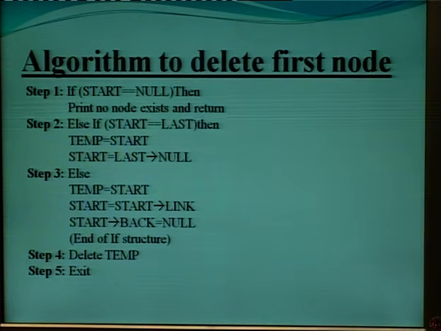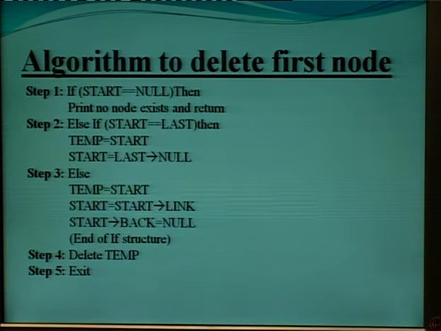Temp is equal to start, start is equal to start link. First of all, whatever the start pointer's address is, it is stored in a temporary pointer temp, which means temp is now pointing to the first node, and we have to change the start pointer. Start is equal to start link. Start link indicates the address of the second node, so we change the address stored in the start pointer to the second node's address.